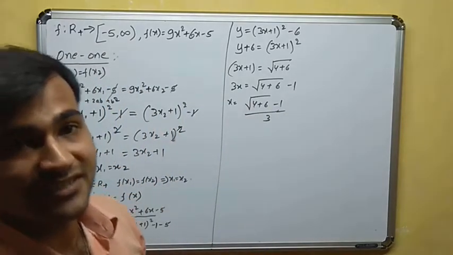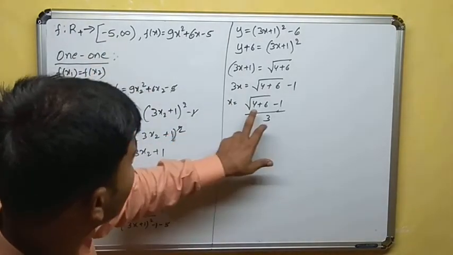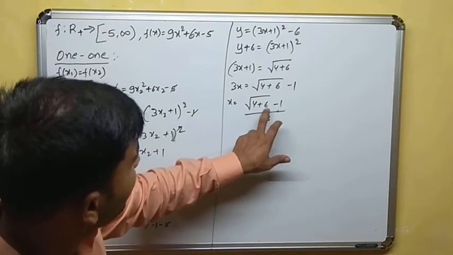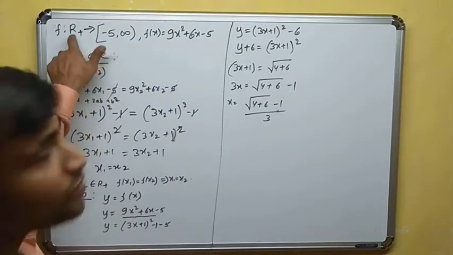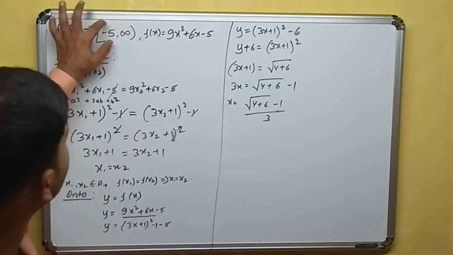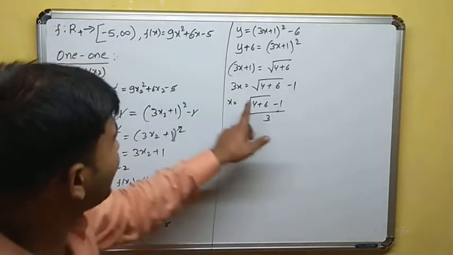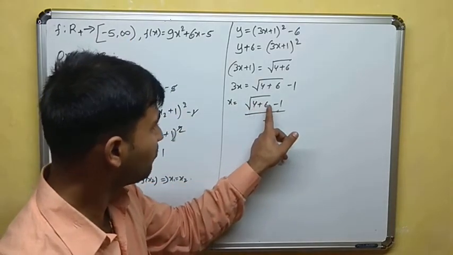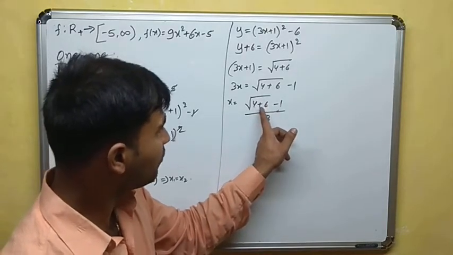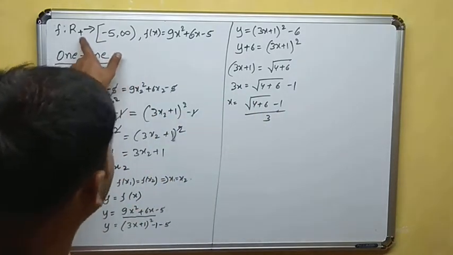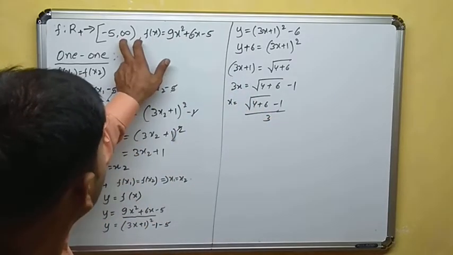Now we have to observe whether this function is onto or not. We need to choose values from minus 5. The first value is minus 5. If you put y equal to minus 5, plus 6 is 1. 1 minus 1 is 0. 0 divided by 3 is 0. That belongs to R+. If the first value itself belongs, then you can choose the values from minus 5 to infinity. If you choose minus 4, minus 4 plus 6 is 2. Root 2 is some value, 1 point something, minus 1 divided by 3. Again it belongs to R+. You don't get negative values for this x by substituting y from this range.